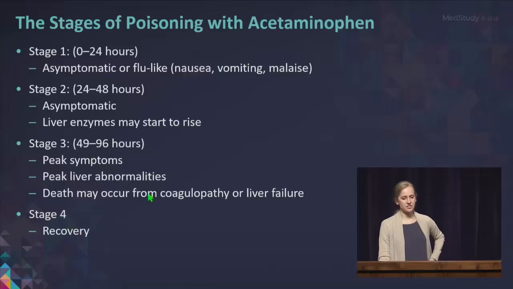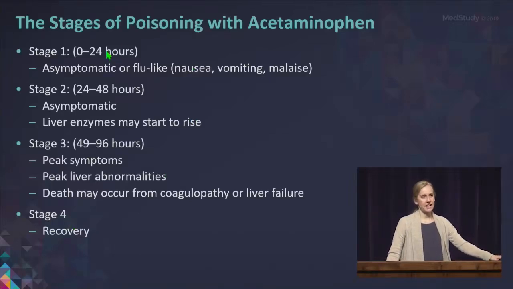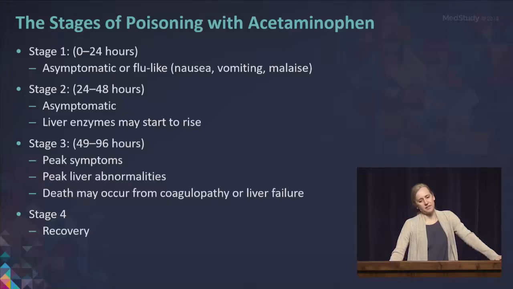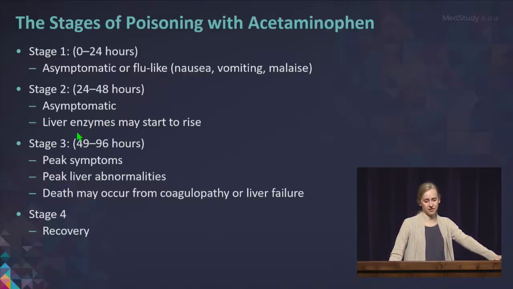So the first stage is from the first 24 hours, and it's usually asymptomatic or has mild flu symptoms, right? So achiness, malaise, nausea, and vomiting. But then between 24 and 48 hours, it moves to stage 2, where the liver enzymes start to rise. And this is the first hint that the patient is in danger of severe fulminant liver failure.